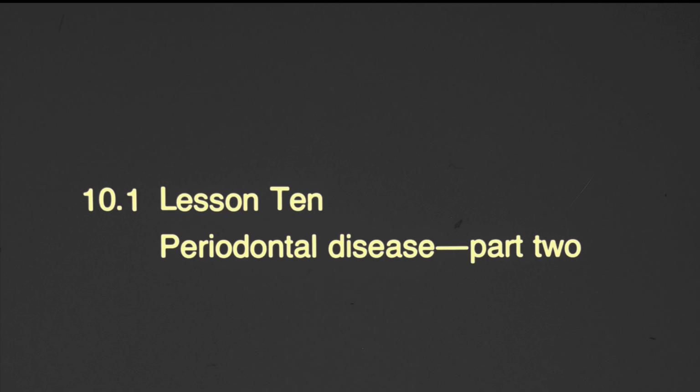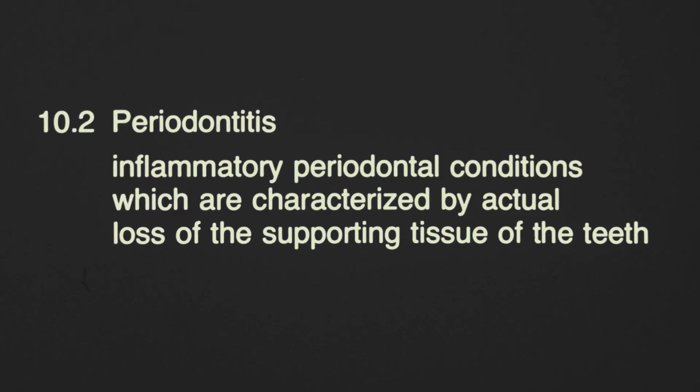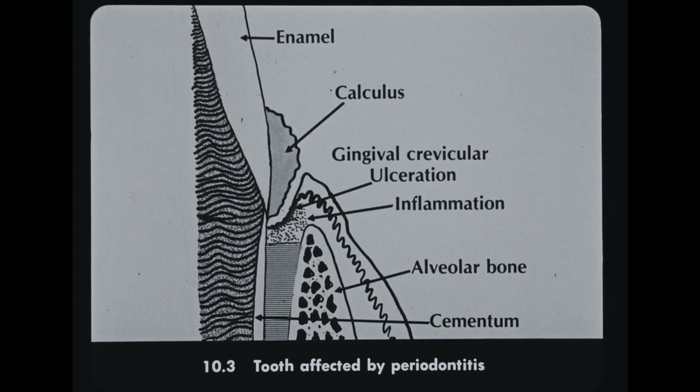As was said in the previous section, periodontal disease can be defined as any disease affecting the periodontium or supporting structures of the teeth. Periodontitis, however, is limited to inflammatory periodontal conditions, which are characterized by actual loss of the supporting tissues of the teeth. The etiology of periodontitis is similar to that of gingivitis, and it is graphically illustrated in this drawing of a tooth affected by periodontitis.